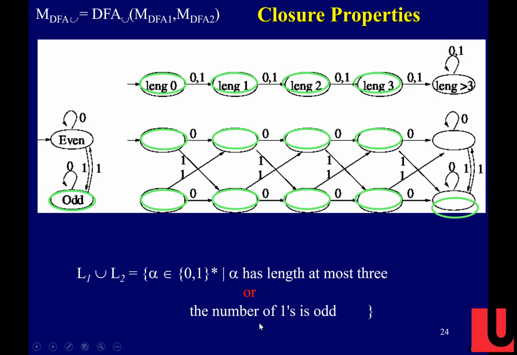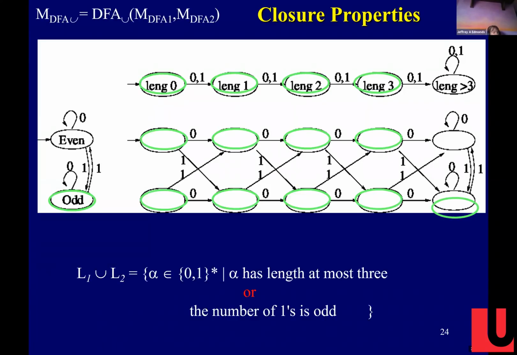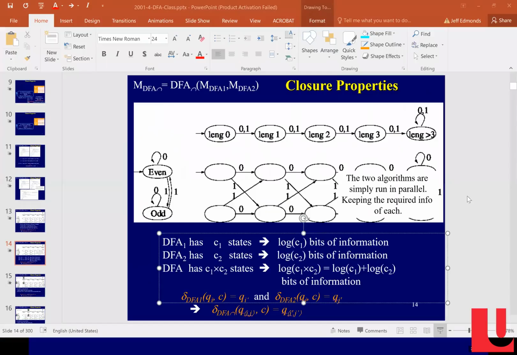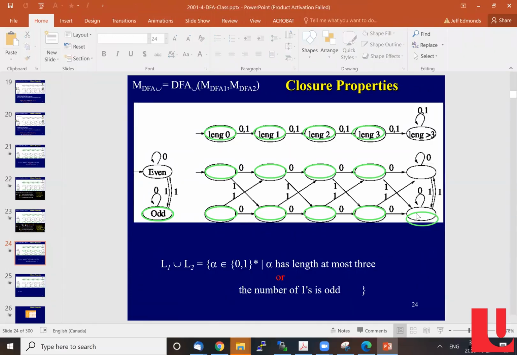But wouldn't that also be true if it was really long and had an even number of ones? No, because if it's really long, then this is false and this is false. I think it's because if it's even, it's false, and if the length is greater than 3, it's false. So both are false, so in the new DFA that one's going to be false. Oh, I understand. Okay, thanks, Addie. No problem.